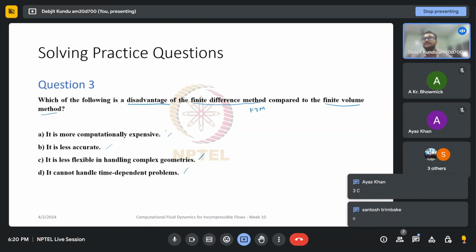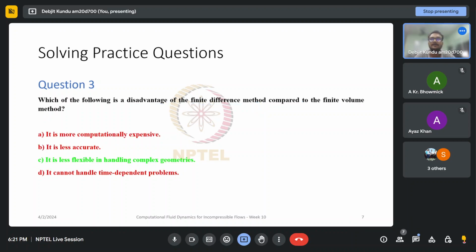Okay, so this is something we discussed earlier, and we have quick responses in favor of option C. That is, it is less flexible in handling complex geometries. So this is a no-brainer. We already discussed this, and option C is indeed the correct answer. So it's less flexible in handling complex geometries. The reason we already discussed.